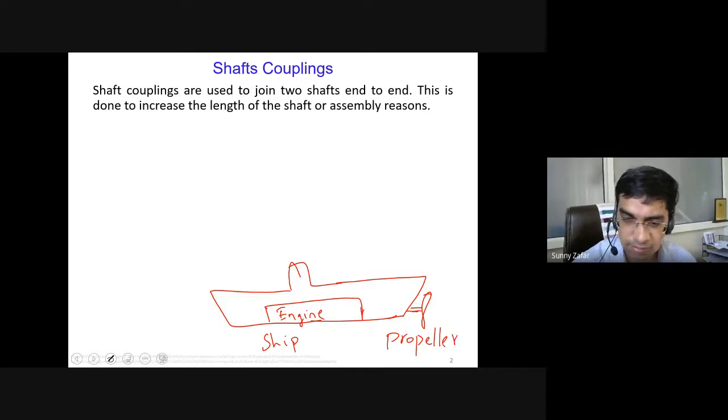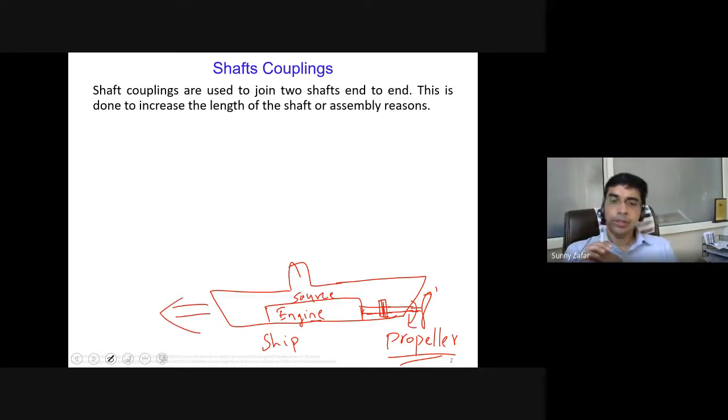This engine is basically a diesel. These marine engines are essentially diesel powered engines, and the propeller here is connected to this engine using several of these couplings. So in this type of arrangement, you have a long distance between the source, here this engine, and where the propeller needs the rotational motion in order to propel the ship. So where there is considerable distance between the source and where the rotational motion is required, we also need these types of couplings.